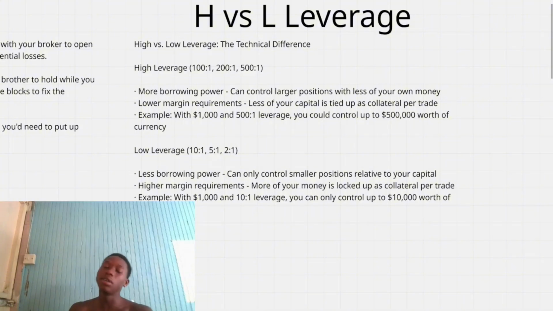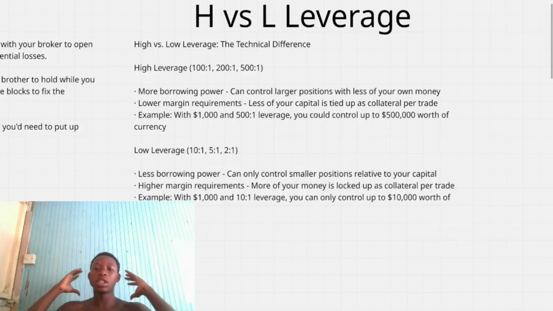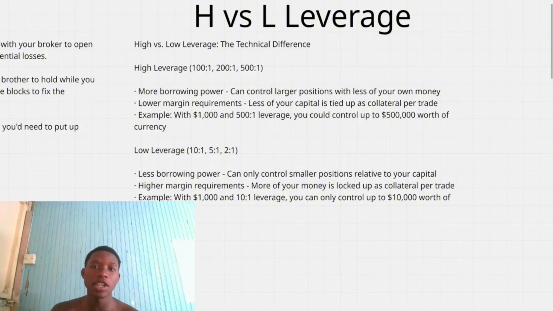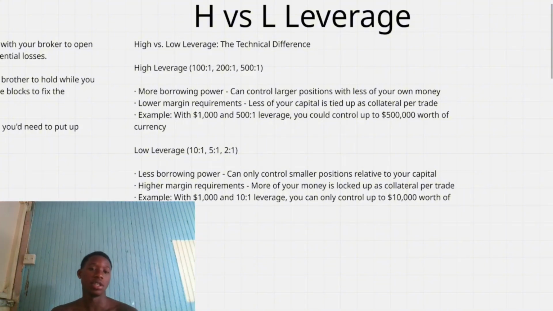Low leverage comes in terms of 10 to 1, 5 to 1, 2 to 1. You get less borrowing power. You can control smaller positions relative to your capital, with higher margin requirements, so more of your money is locked up as collateral per trade. So there are some trades you just cannot take because you don't have the leverage to take that trade.